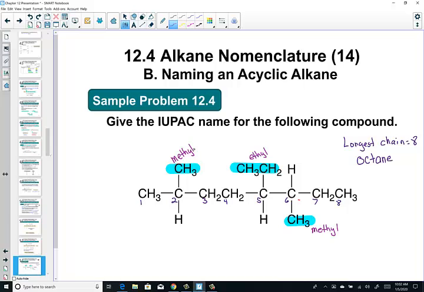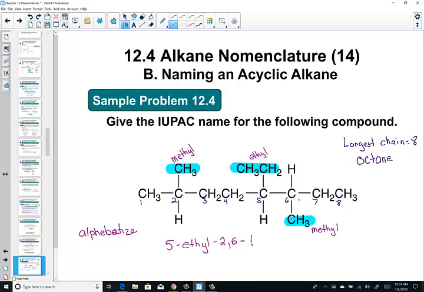Now, remember when we name these, we alphabetize the branches. Ethyl comes before methyl in the alphabet. So at carbon 5, we have an ethyl group. Separate numbers and letters by dashes. 5-ethyl. At carbon 2, comma, and 6, separate numbers by commas. Separate numbers from letters with dashes.